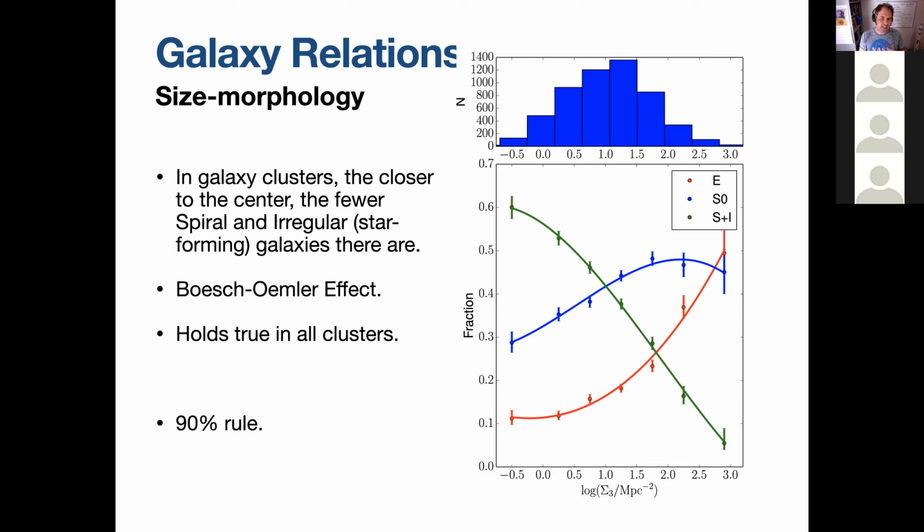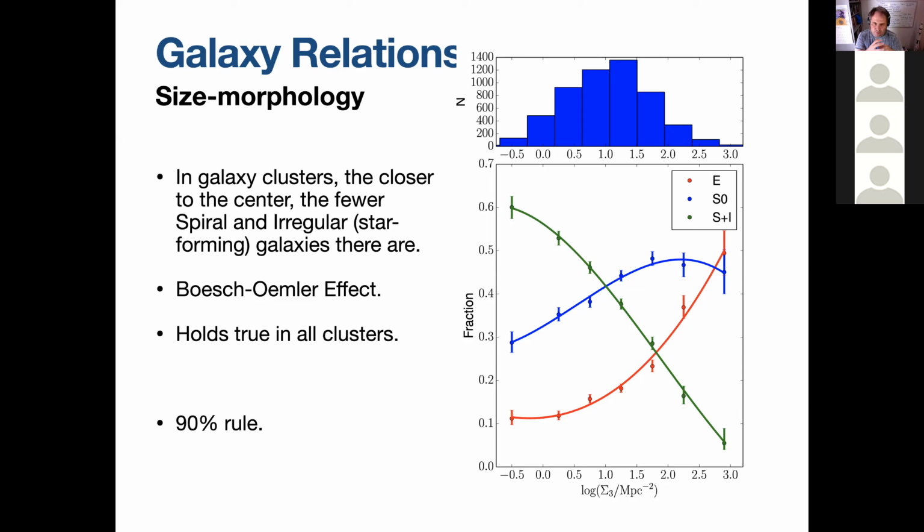So, chicken and the egg effect. Do I simply make ellipticals in dense environments, or do I turn spirals into ellipticals as I move them into a dense environment? The latter is what we think happens. The spiral galaxies go into a cluster and basically get transformed into elliptical or spheroidal galaxies. So density, the environment, shapes galaxies. That's something that we can take away from this.